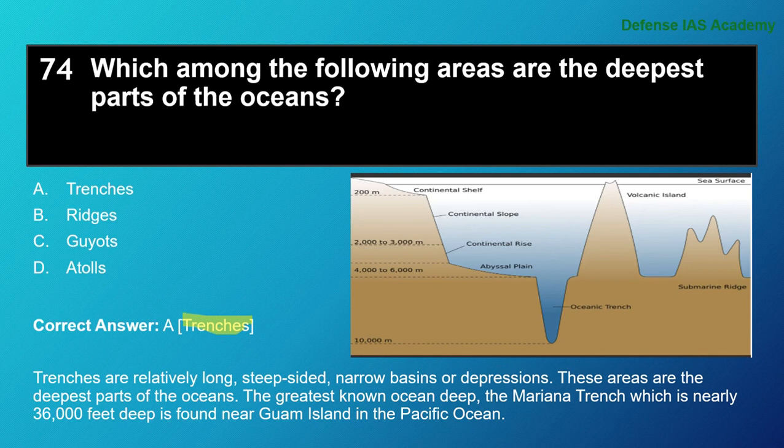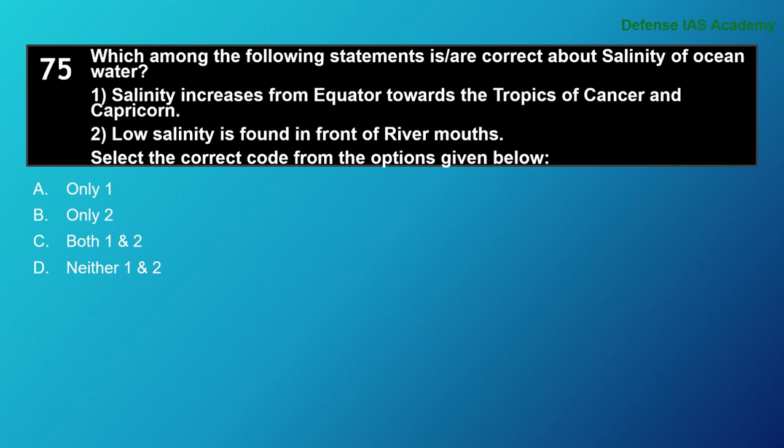Which among the following areas are the deepest parts of ocean? The answer is trenches. Trenches are the deepest parts of the ocean. The trenches are relatively long, steep-sided, narrow basins or depressions. These areas are the deepest parts of the oceans. The greatest known ocean deep, the Mariana Trench, which is nearly 36,000 feet deep, is found near the Guam Island in the Pacific Ocean.